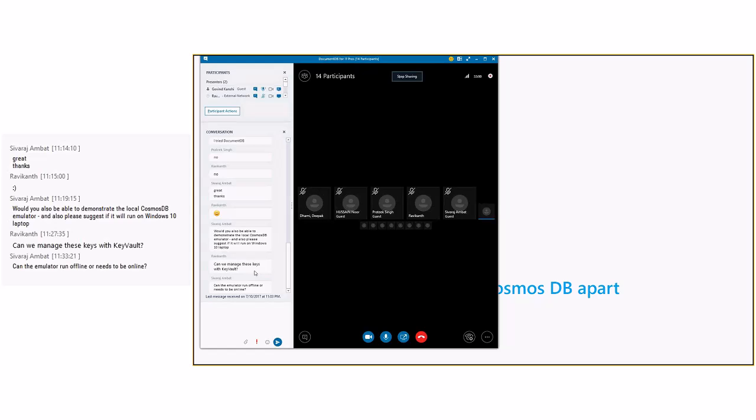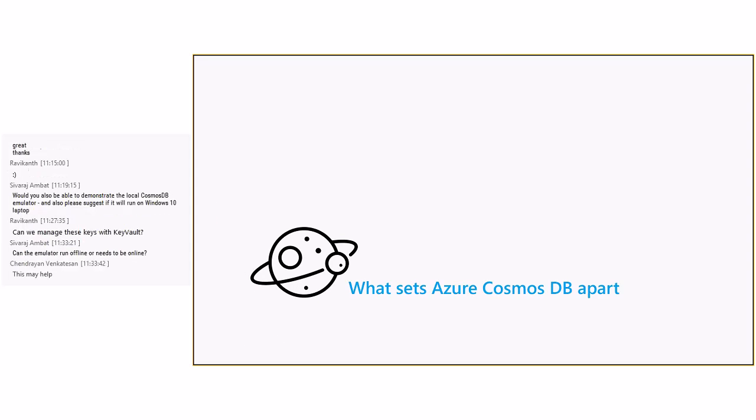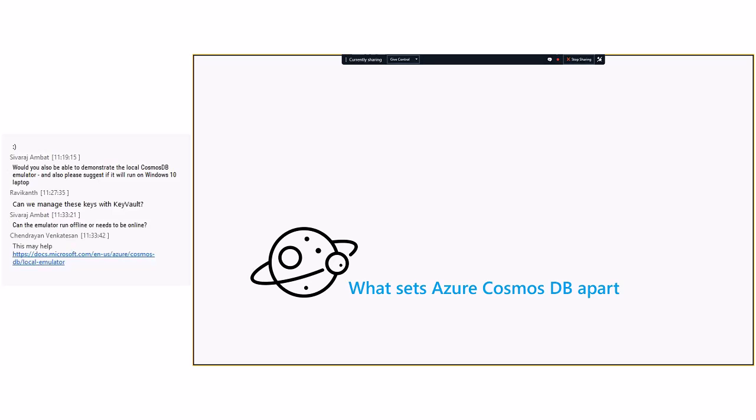And when you say the emulator can be run offline, yes, it can run offline in the sense that you don't need internet connectivity for it to run. It is something which is private to you. It runs only on your machine. Okay, so, are you guys still there with me?